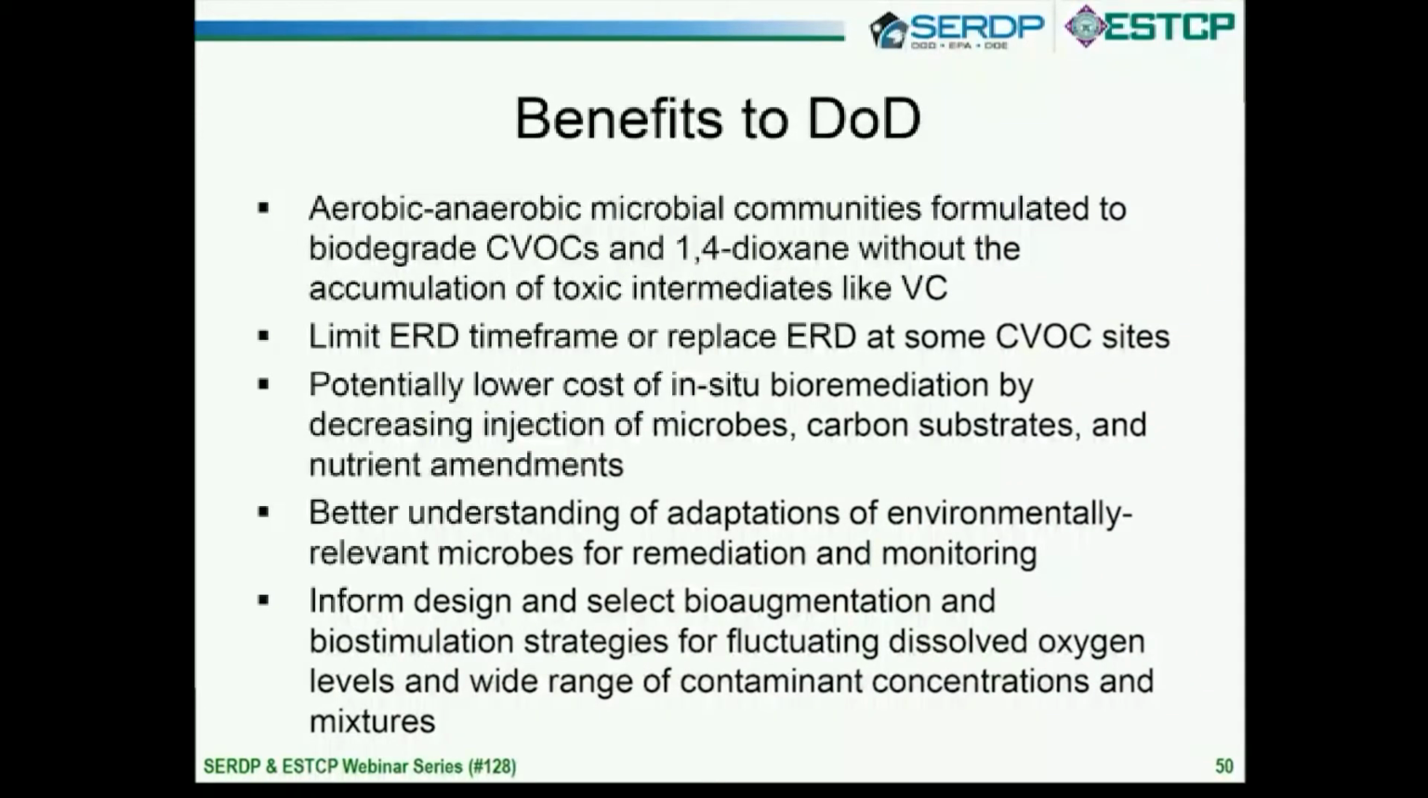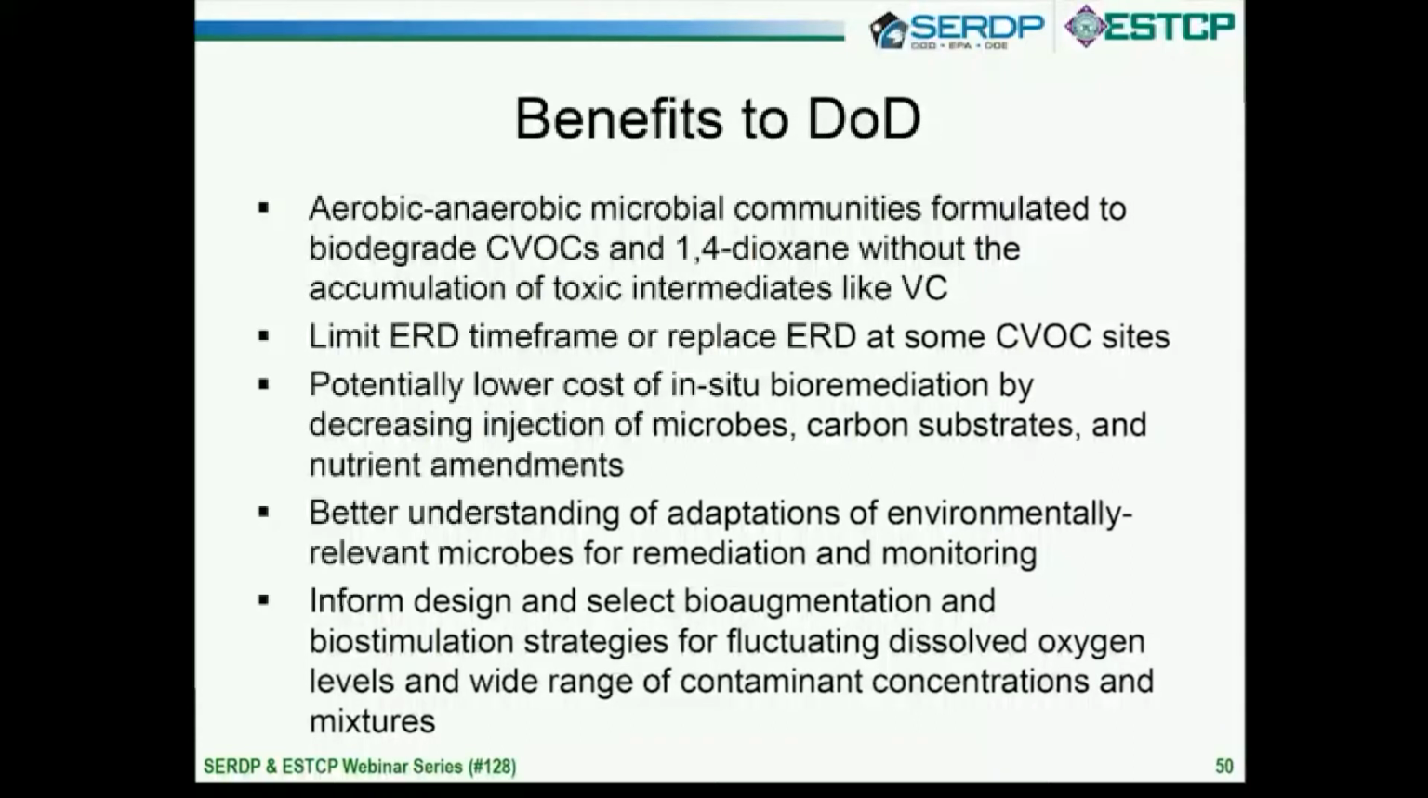Some of this work we think would be beneficial to many of you, the Department of Defense, our friends in the practitioner communities, other academic researchers, regulators, that the CVOC dioxane degrading communities were formulated, and they could serve as a model for other contaminant mixtures.